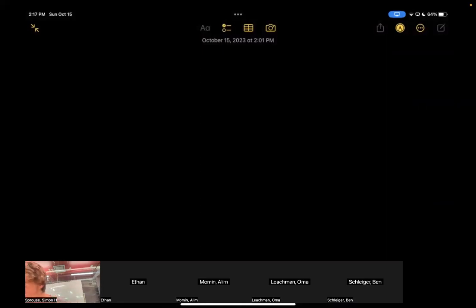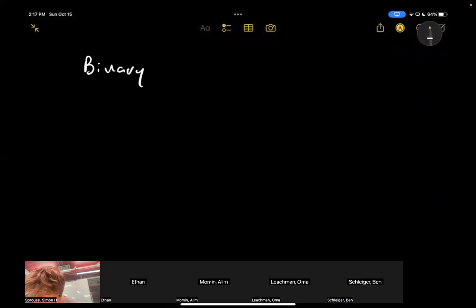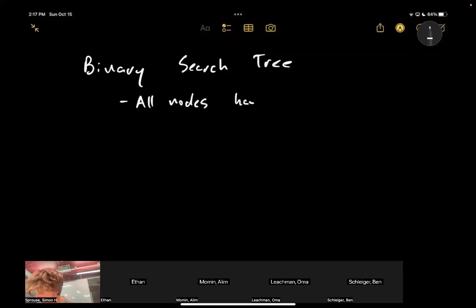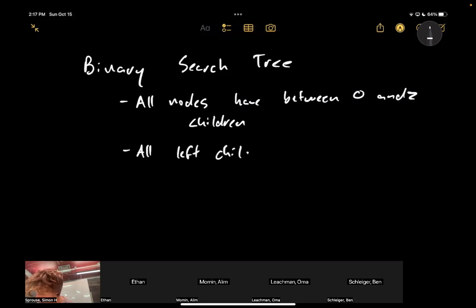Okay, so the first thing I'm going to do is just a quick little recap, specifically of what a binary search tree is. So a binary search tree, let's define this formally. The constraints upon a binary search tree are that all nodes must have between 0 and 2 children. And then also importantly, all left children are less than the parent node. Conversely, all right children are going to be greater than.